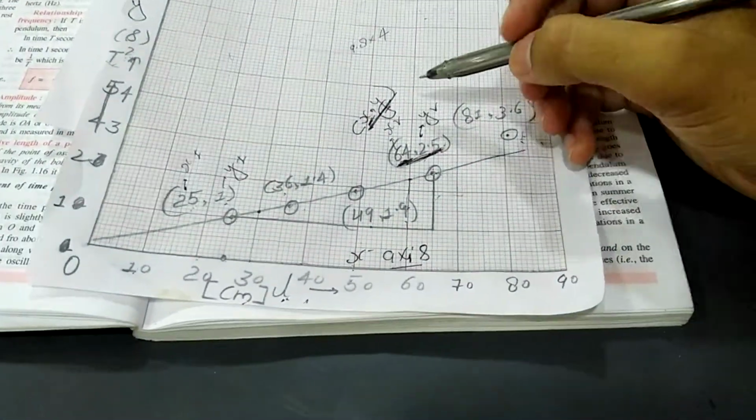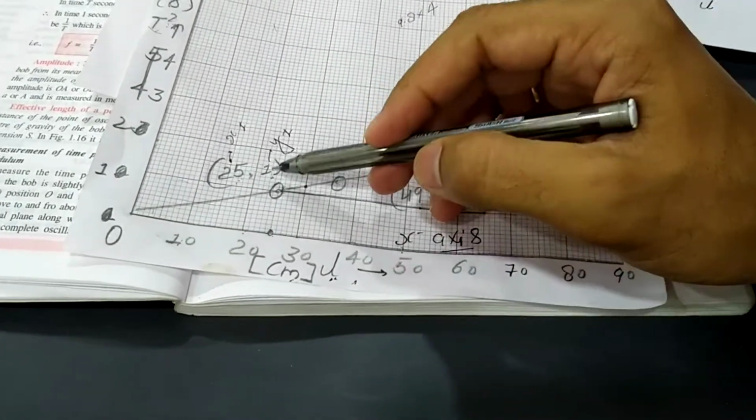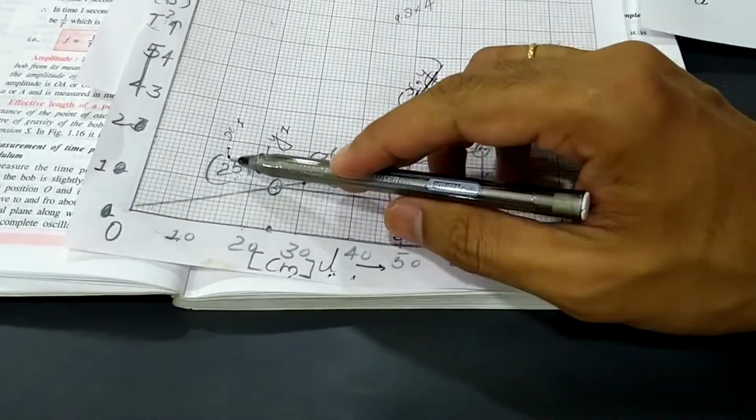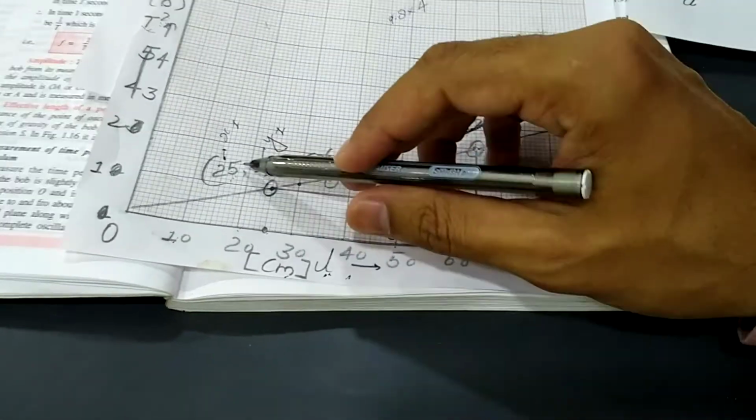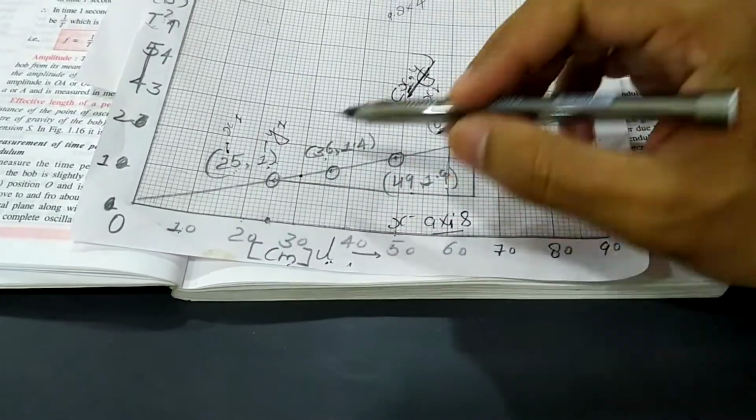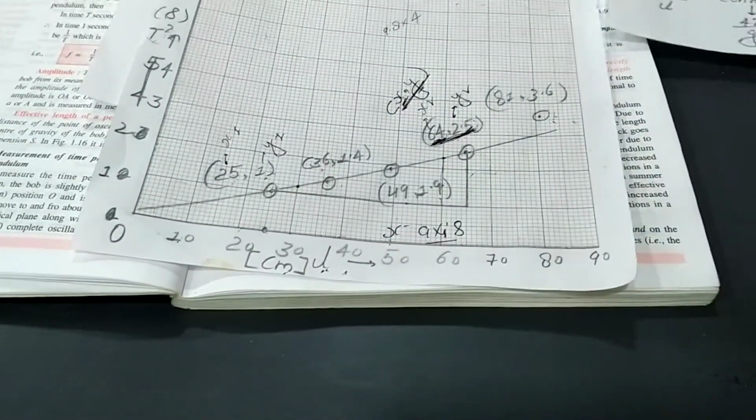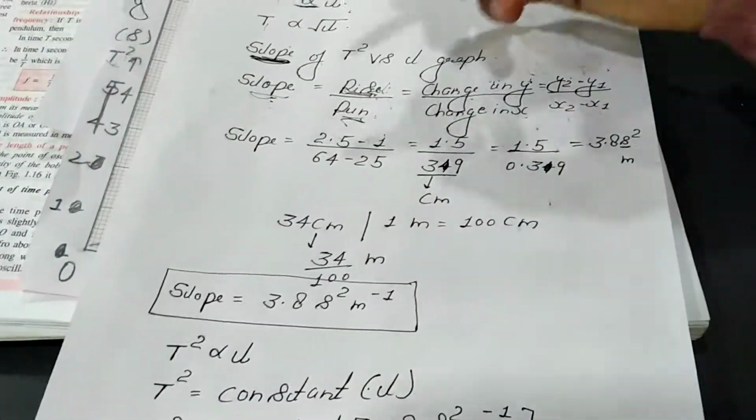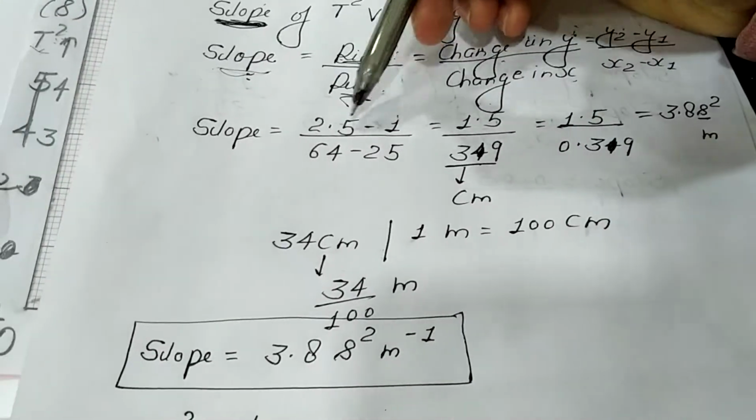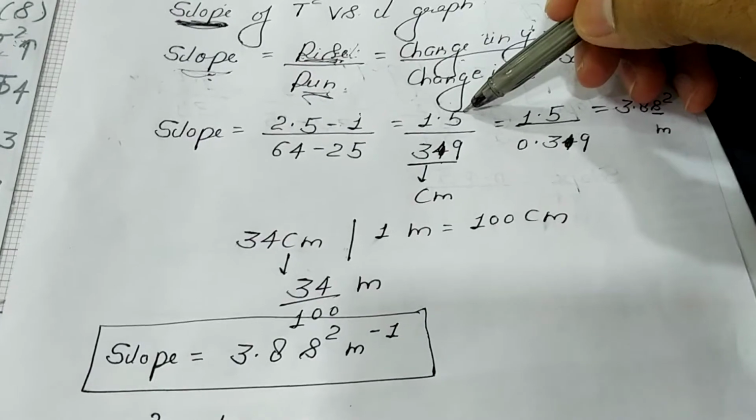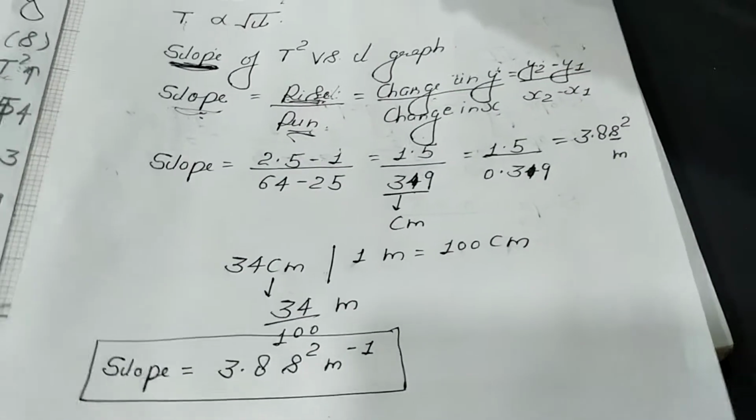So it is y2, 2.5 minus 1, upon x2 minus x1, that is 64 minus 25. So 2.5 minus 1 upon 64 minus 25. 2.5 minus 1 is 1.5, which is the time.